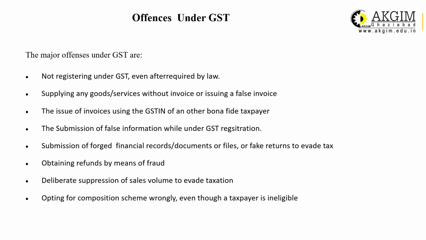Opting for the composition scheme wrongly, even though the taxpayer is ineligible. Ineligible means your sales turnover is more than 75 lakhs, even then you are going for the composition scheme by not disclosing the correct information. That comes under an offense.